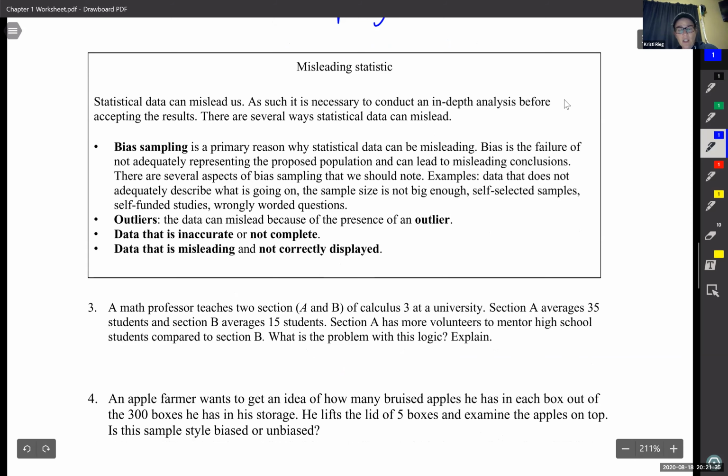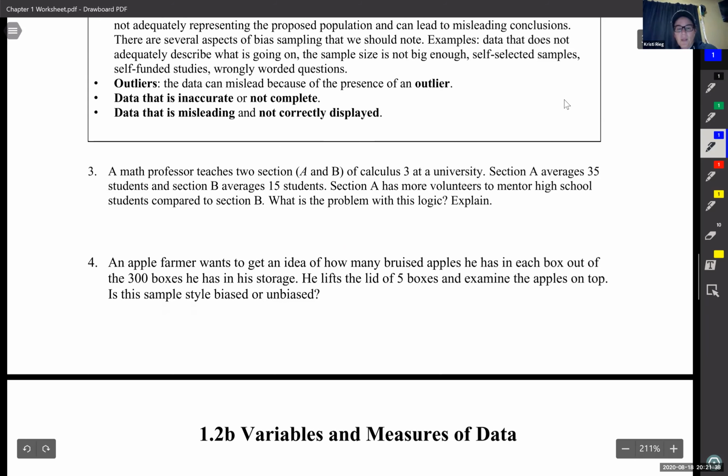So it says the math professor teaches 2 sections, we'll just call them A and B, of Calculus 3. Section A averages 35 students and section B averages 15 students. Section A has more volunteers to mentor high school students compared to section B. Okay, what is the problem with this logic? Well, the way this is explained, we're going to say it's misleading.